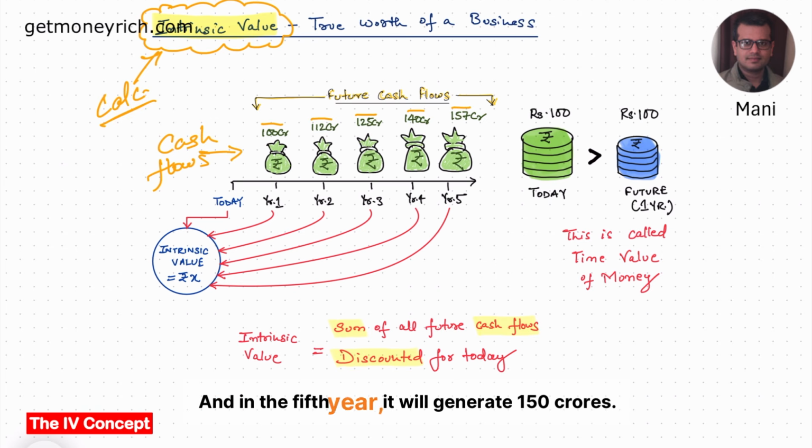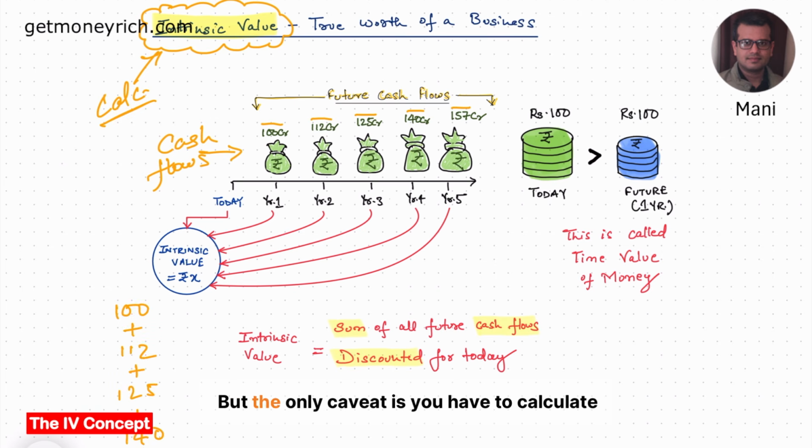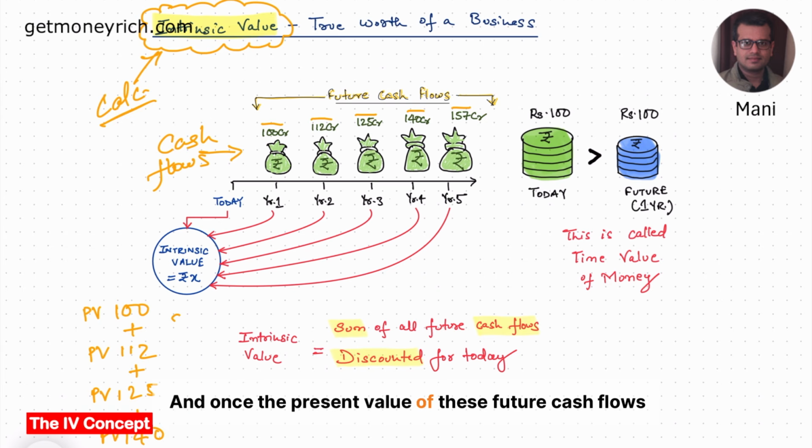And in the fifth year, it will generate 150 crores. So what we have to do to calculate the intrinsic value, you have to add all these future cash flows. But the only caveat is you have to calculate the present value of all these future cash flows. And once the present value of these future cash flows are known, sum it all together and what you will get is the intrinsic value.